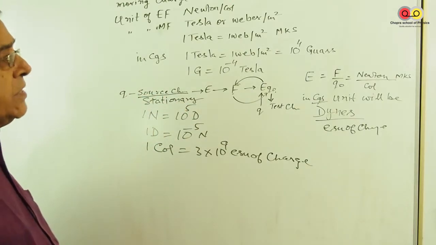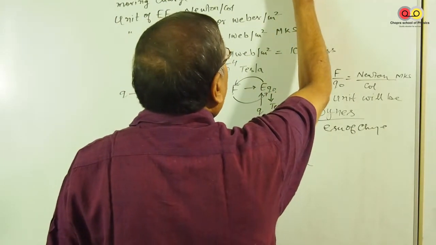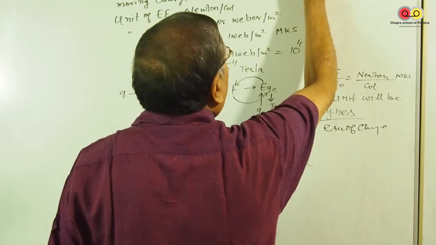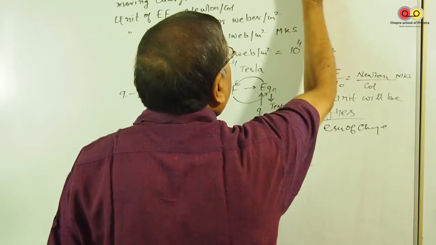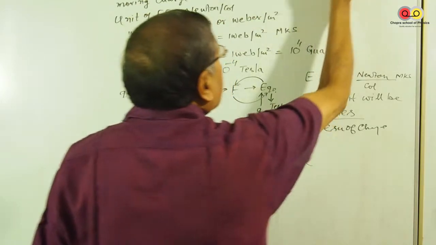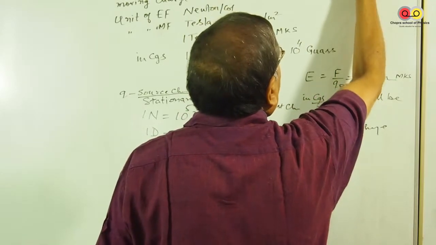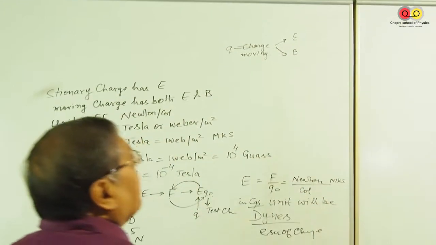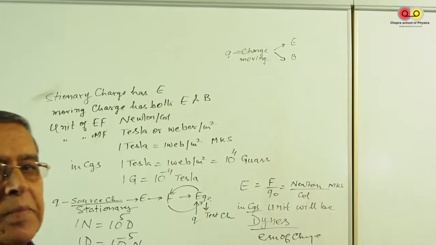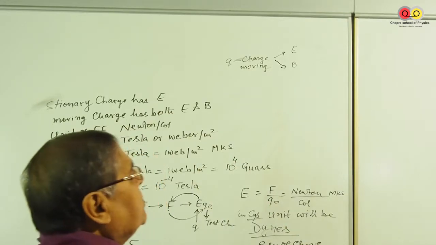Now there will be a moving charge. Suppose that Q is a moving charge, that is a charge, and this is moving. It will give rise to two fields, electric field as well as magnetic field. Now magnetic field will exert force. Like electric field has exerted force, similarly magnetic field will exert force.